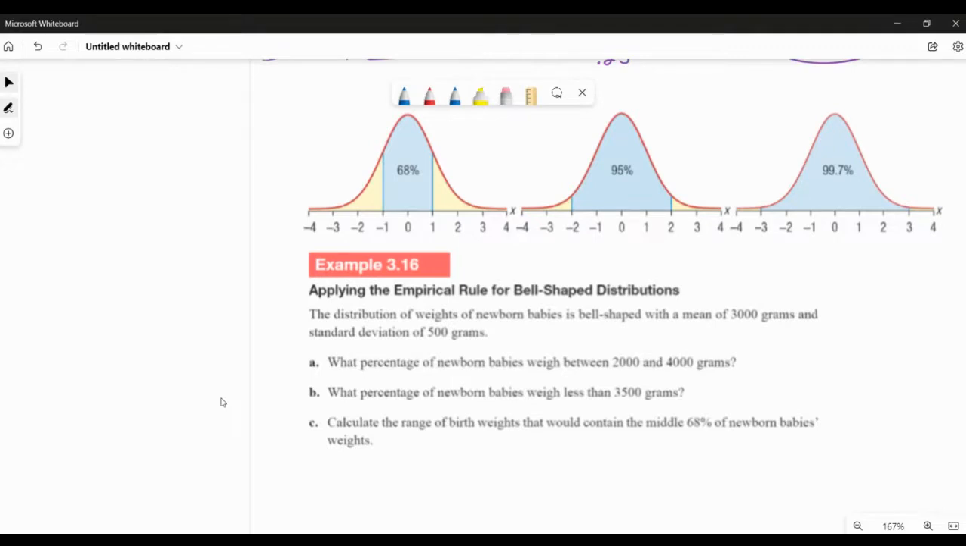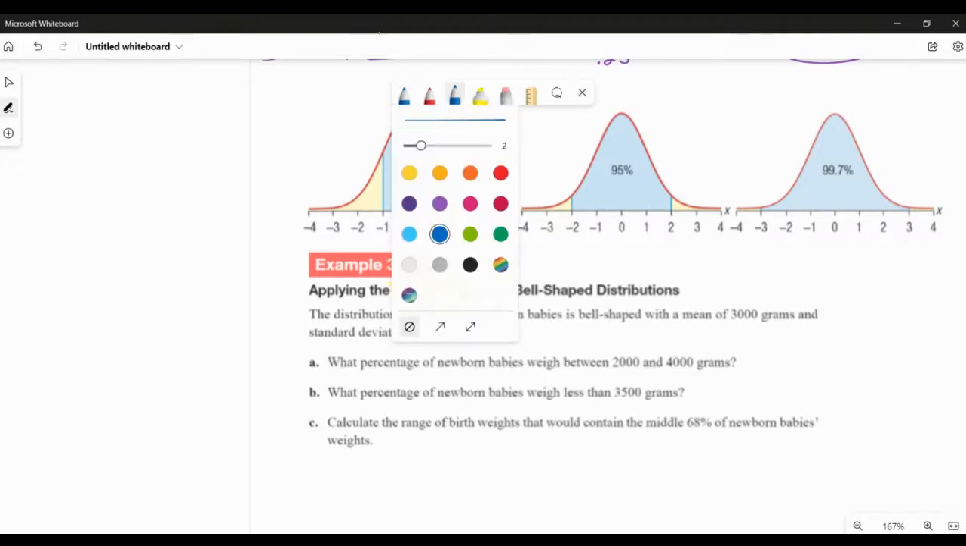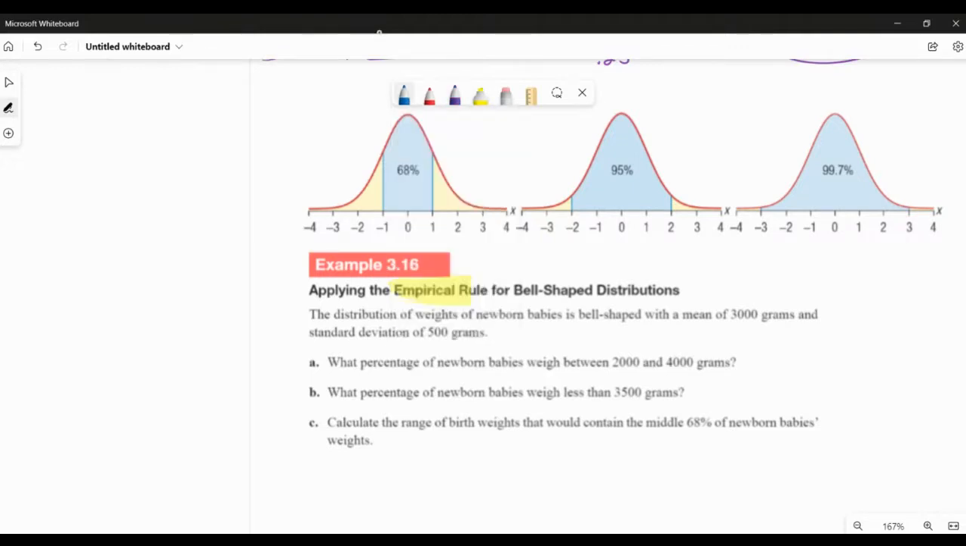All right, so in this video, we are going to talk about the empirical rule. Let's get started. Up here I've just got a picture for reference of our percentages of the empirical rule, so I'm going to refer back to that picture.